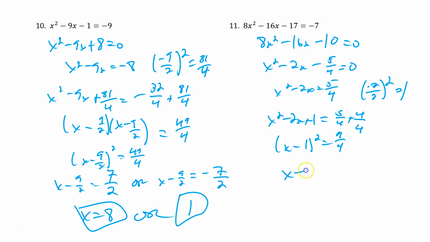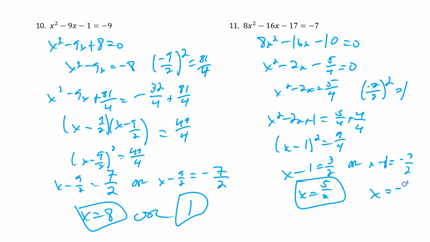Square root of both sides. x minus 1 is equal to 3/2, or x minus 1 is equal to negative 3/2. All right, so add 2/2 to both sides. Here x is 5/2, and here x would be negative 1/2. There we go.